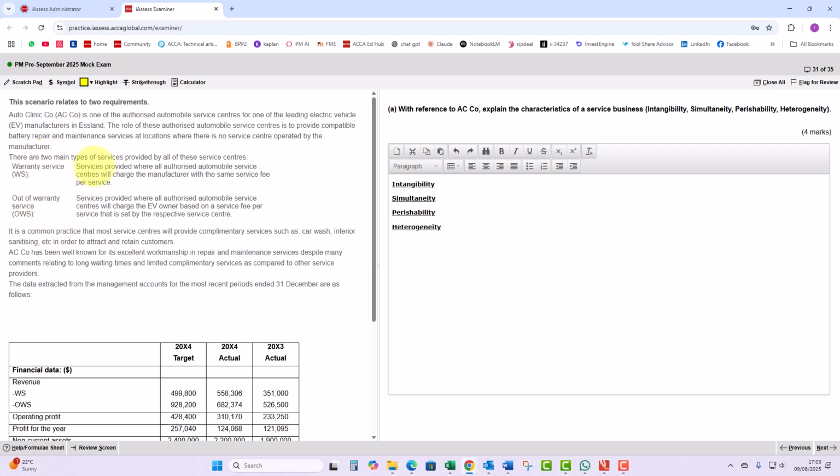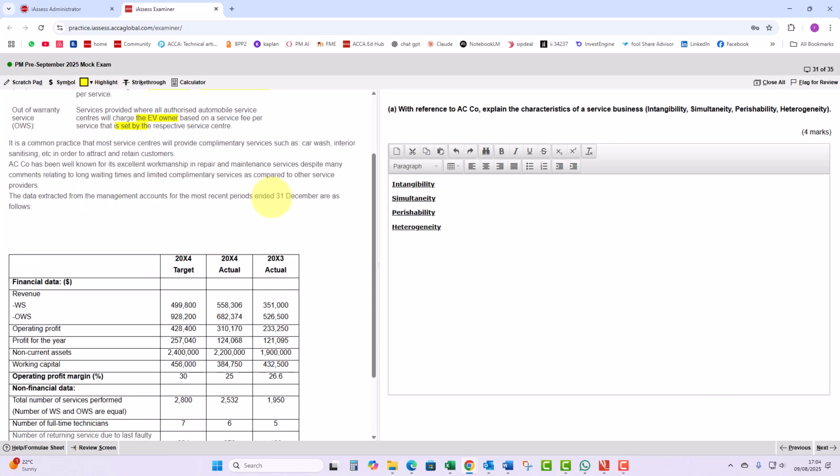The warranty service is services provided where all authorized automobile service centers will charge the manufacturer with the same service fee per service, and the out of warranty services provided where all authorized service centers will charge the owner based on the service fee per service that is set by the respective service center. So there's a bit of a difference there. It's important to pick up on that. Warranty service, they carry out the service and they charge the manufacturer, and it's the same fee. And then the out of warranty, they charge the EV owner, and the fee is set by the service centre.